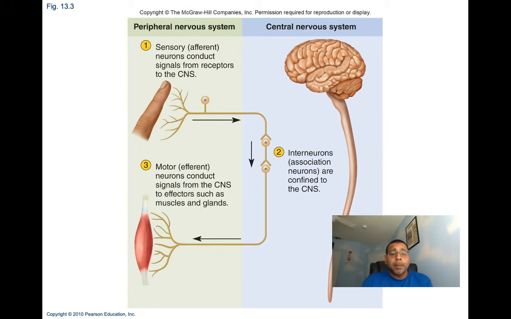Third then is motor output. When we talk motor output, the nervous system causes a response by activating effector organs. When we say effector organs, we're talking muscles and we're talking glands.